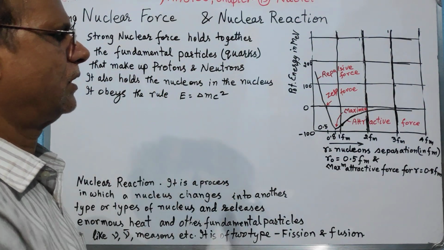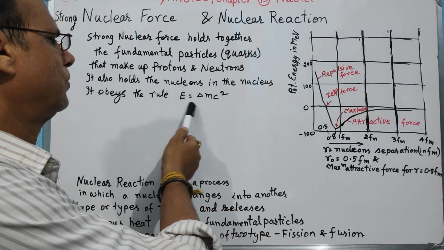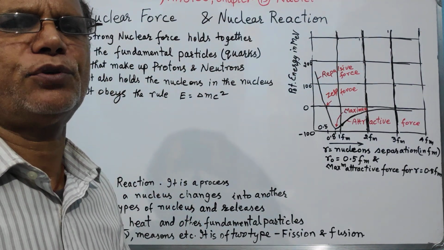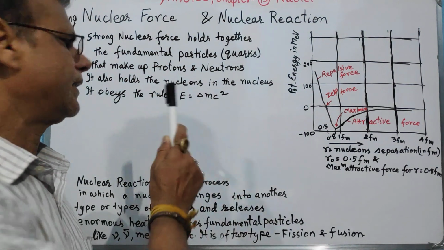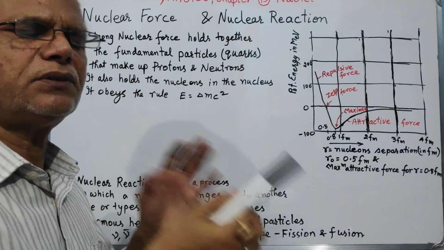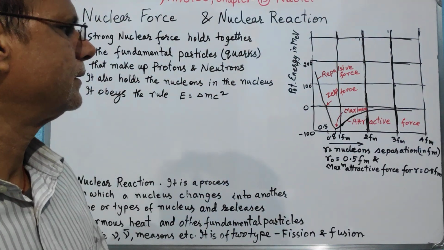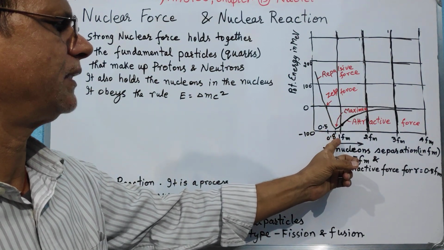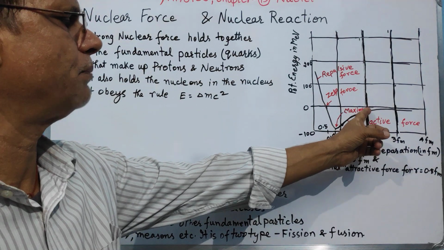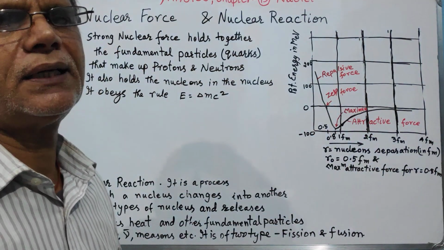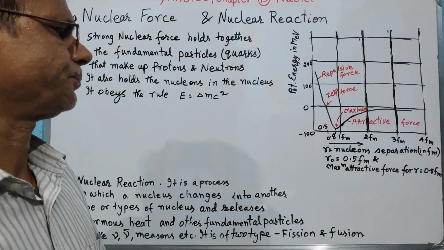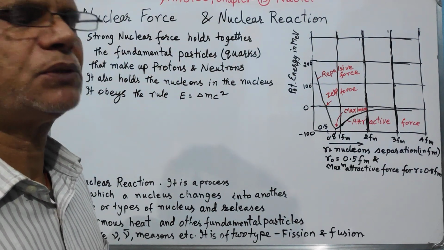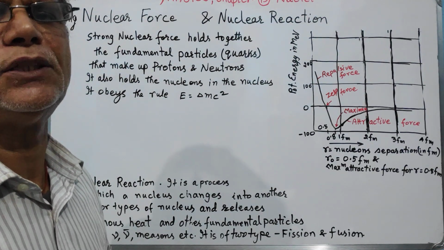This fundamental strong nuclear force is formed based on the rule E is equal to delta m c square. That means the energy of the fundamental force is derived from the conversion of a certain mass defect into energy. And this is very short ranged, because you have just seen that it attains a maximum at 0.8 femtometer and reduces to 10% of its maximum at a distance of 2 femtometer. So it is a very short range force, and it is mainly responsible for holding the nucleons in the nucleus.